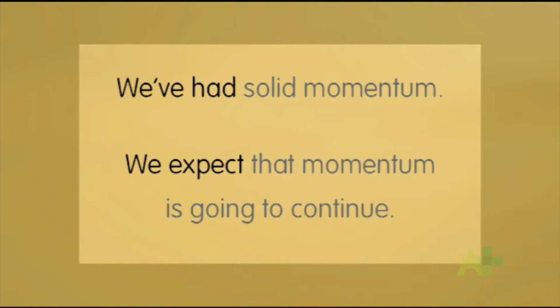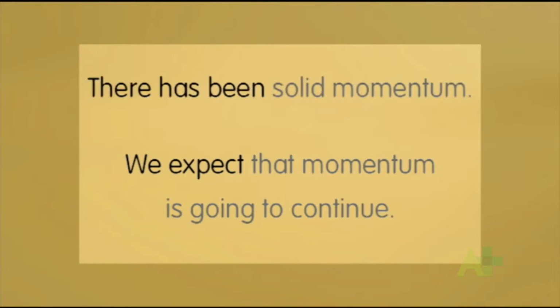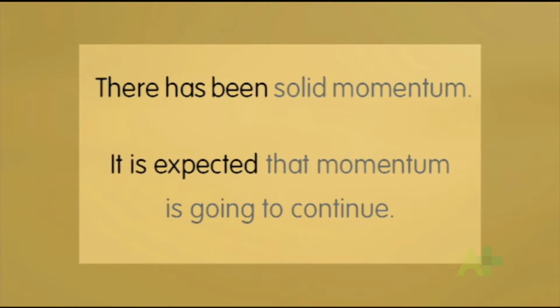We've had solid momentum. There has been solid momentum. We expect that momentum is going to continue. It is expected that momentum is going to continue. So looking for the use of the first person is a good way to tell whether someone is discussing information in a formal or informal way.